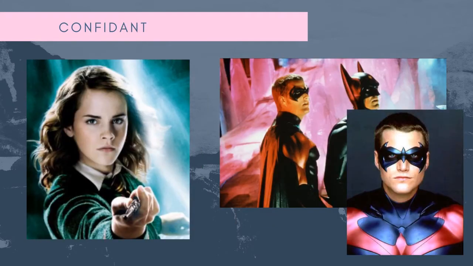Next one, we have the confidant. Now, the confidants are your sidekicks, or those who are close to the main characters. For Harry Potter, I chose Hermione Granger here, and also, of course, Ron Weasley can be an example of the confidant as well. And for Batman, we have here Robin.